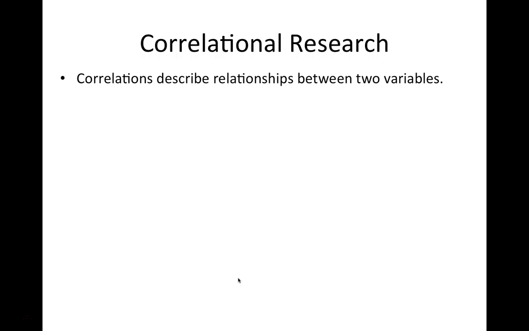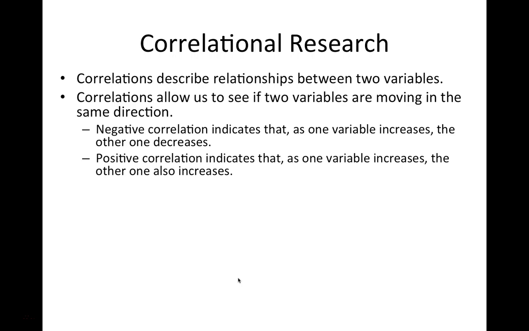Correlations describe relationships between two variables, sometimes more, but we'll talk about two right now. Correlations allow us to see if two variables are moving in the same direction. And so you'll often hear about negative versus positive correlations. Negative correlations indicate that as one variable increases, the other one decreases. So an example of this might be as someone's sexual anxiety increases, their sexual satisfaction decreases. So those are two variables that move in the opposite direction.